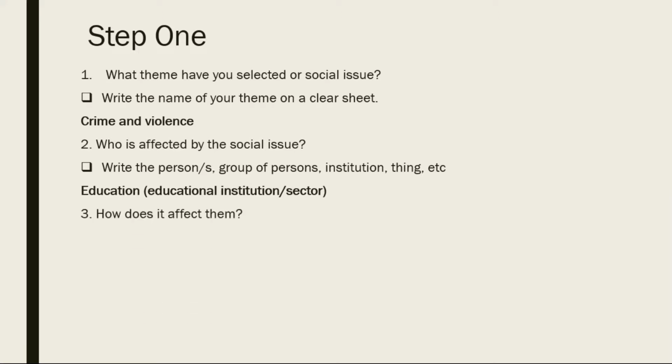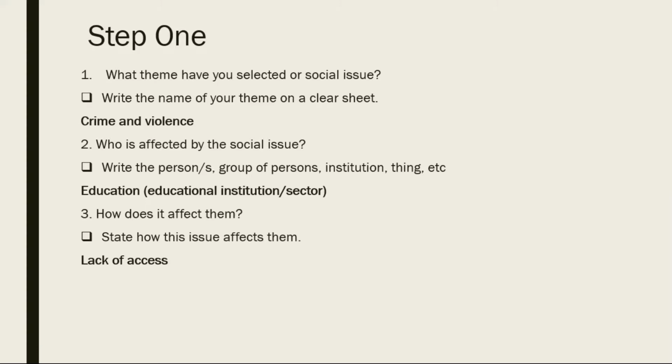Question 3 wants us to answer, how does it affect them? Make sure you're following along. Make sure you're doing exactly as I'm telling you. Now you have what the theme is, who is affected. Now we will answer, how does crime and violence affect those in the education sector? The answer is a lack of education.